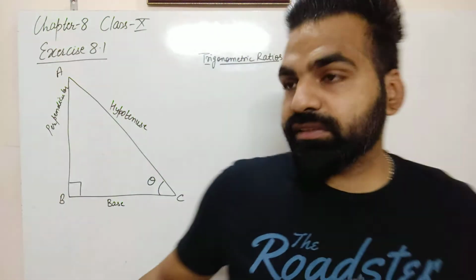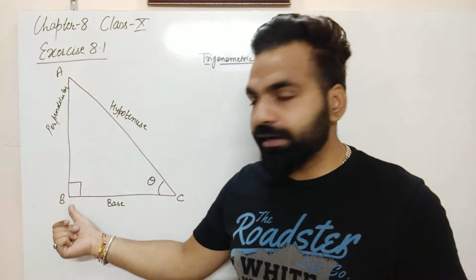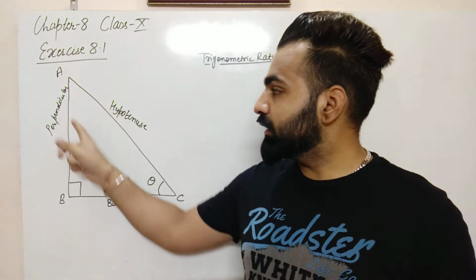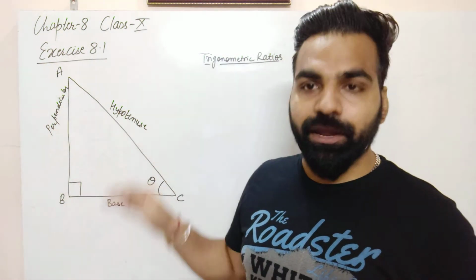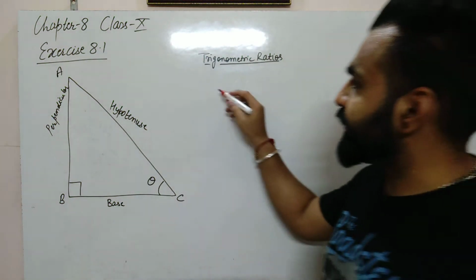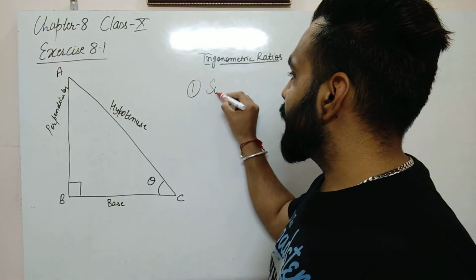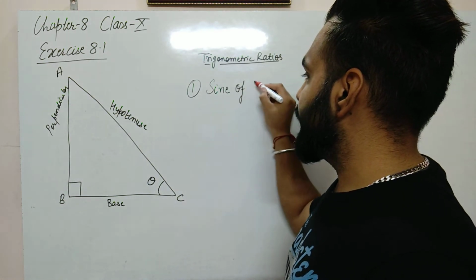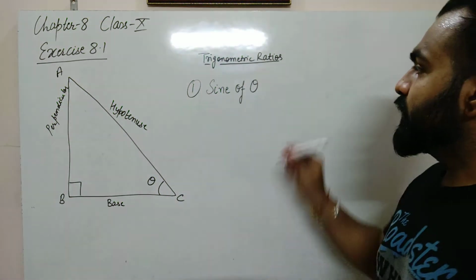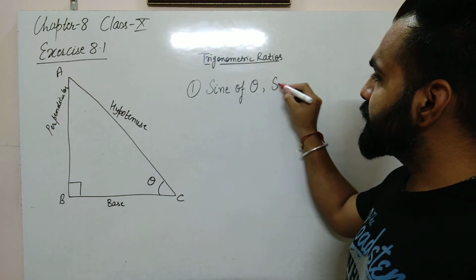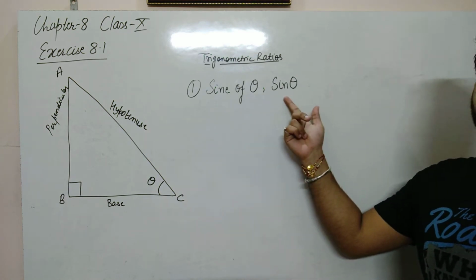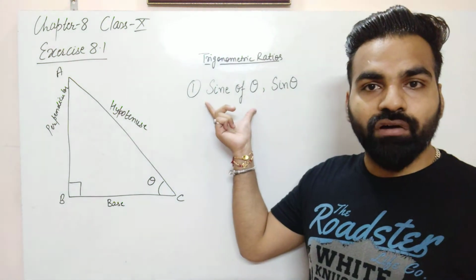Let us suppose there is a triangle ABC which is right angled at B, and accordingly we will be talking about the angle theta here. So this will be the base, this will be the perpendicular, and this will be the hypotenuse. Now let's start to discuss the trigonometric ratios. The first ratio is sine of theta. It is written as sin theta, and we read it as sine of theta.